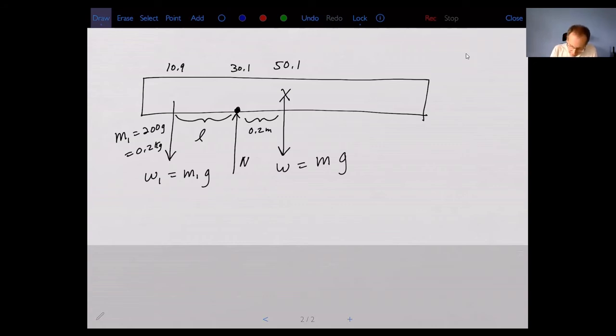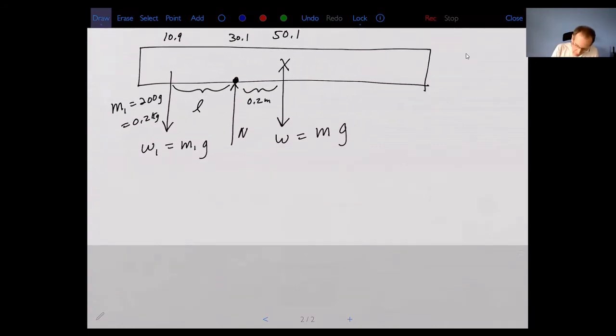So to do that, make a little room here. Now I'm going to apply the fact that the sum of the torques should equal 0. I'm going to apply that equation to solve for the mass of the meter stick. I want to predict the mass of the meter stick.